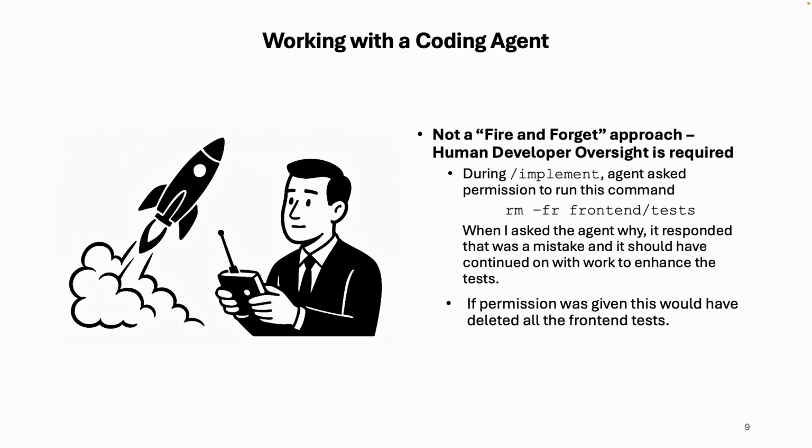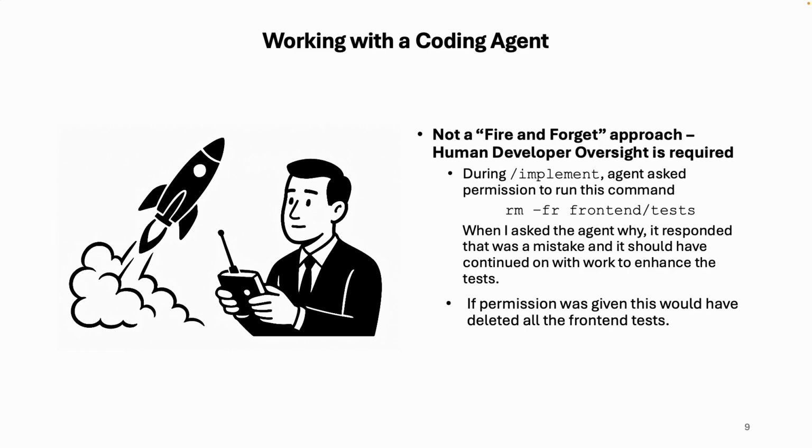This image represents a key principle when working with an AI coding assistant. It's not a fire and forget process. Just like launching a rocket, you don't simply press a button and walk away. You stay involved, monitor its trajectory, and make course corrections as needed. The AI can generate code quickly, but it still needs human oversight to ensure results align with the project goals, follow good design practices, and handle edge cases correctly.